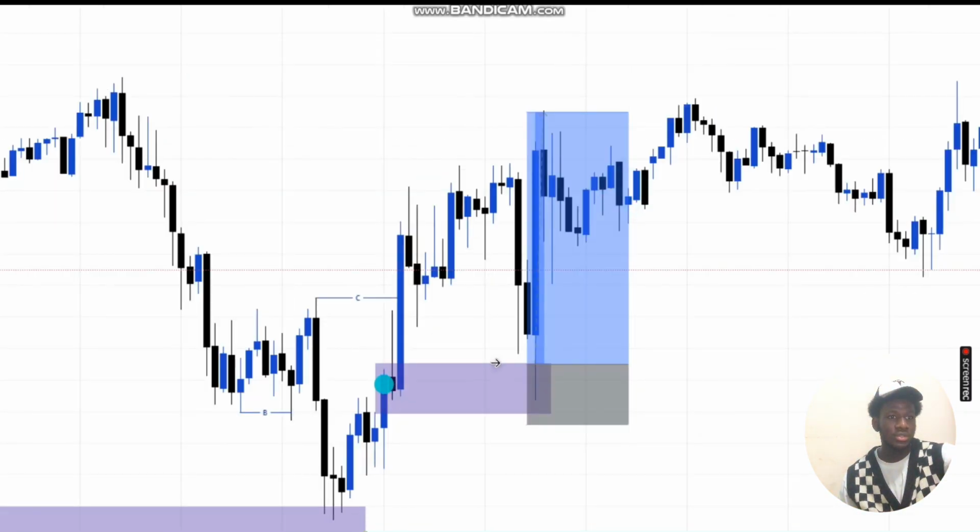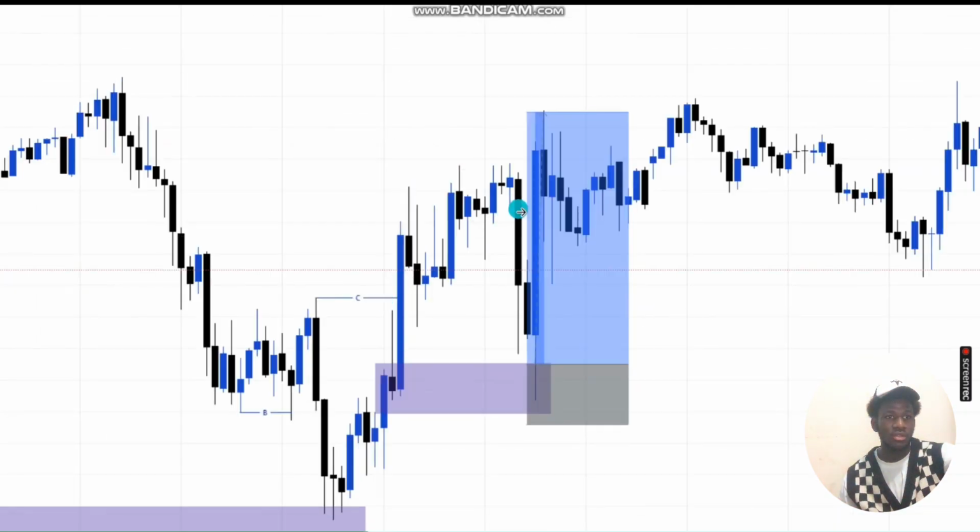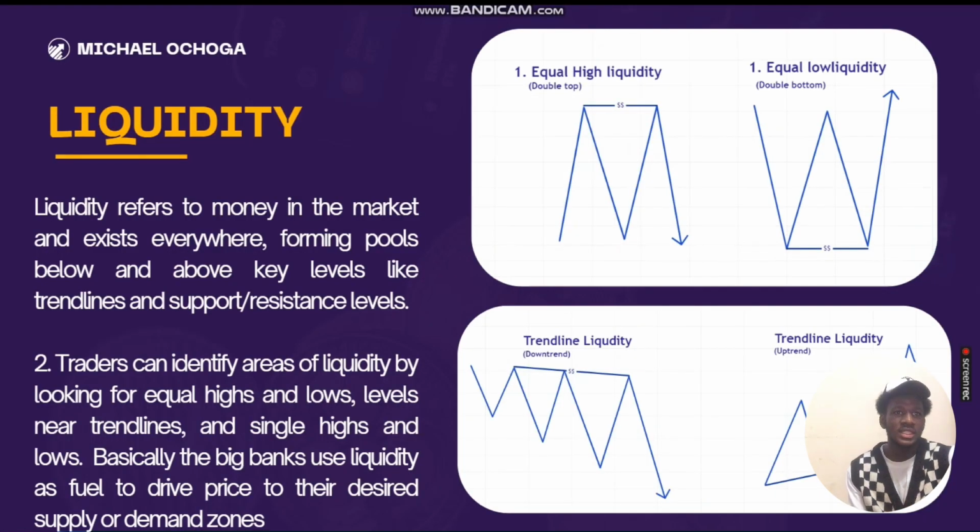So this is how it traded beautifully. This was the before of it, and then this is the after. Can you see how price came back? Then you can know that smart money were involved in this particular price action, and then it went all the way to the final take profit. So the next slide is liquidity.